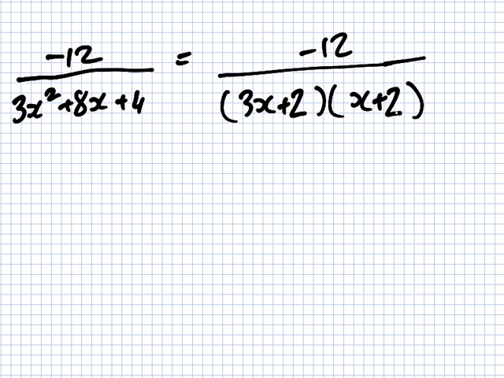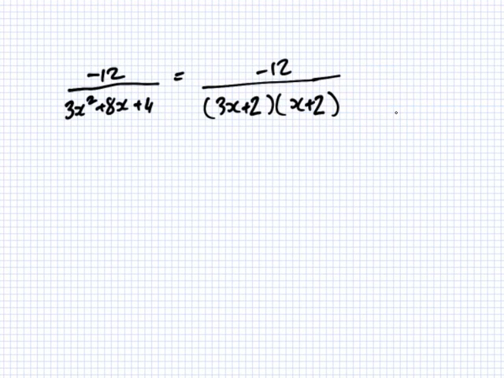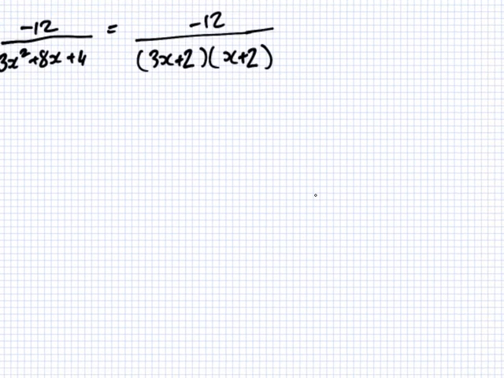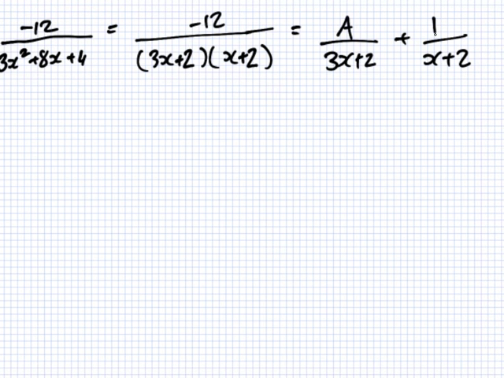Okay, let's see. Now, if we follow the rules that I said earlier, this will equal something over 3x plus 2 plus something over x plus 2. Great, no problem. That's rule 1. What did I say in rule 2? The top should be 1 less than the bottom. So if this is a linear, on the top should be a constant. So this is A, this is B. Rule 3, what did rule 3 say?